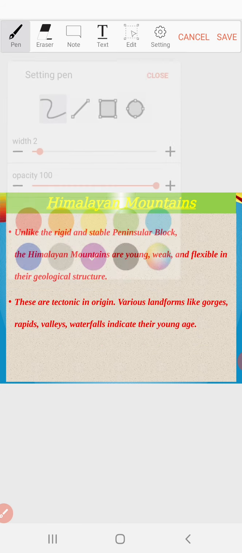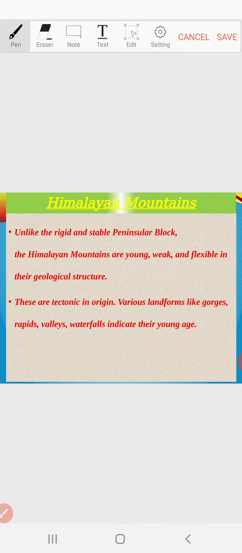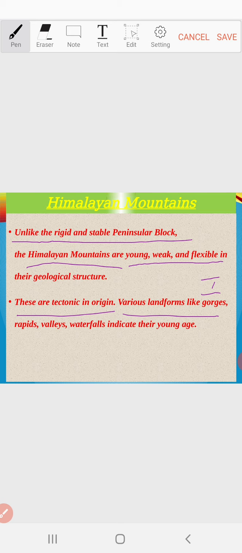Now next, after the peninsular blocks have been formed, they are what? A rigid and stable landmass. But the unstable landmass, the young, weak and flexible landmass that forms due to the continuous compression of the Eurasian and Indian plates, is the Himalayan mountain. So it is young, weak and flexible, and it is tectonic in origin. Now, since it is young, flexible and weak, the landforms indicate the various features that have developed: gorges, that is I-shaped valleys, and rapids.